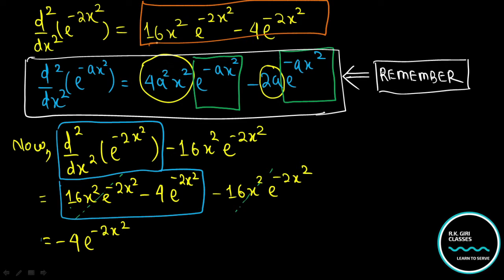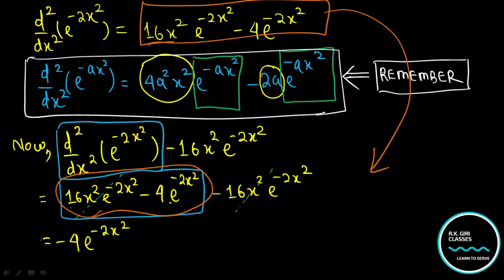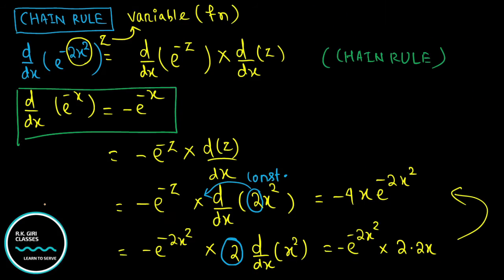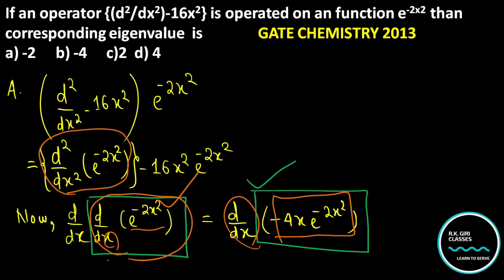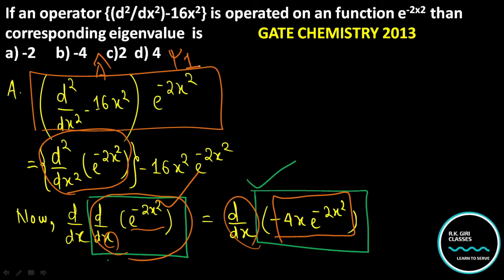And what was that answer? The answer was minus 16x square e to the power minus 2x square minus 4 e to the minus 2x square. The result was for d square by dx square of e to the minus 2x square, but we found out this value. But what was actually there in your question? The question was like this, this was your operator and it was operated on this function. So that means you opened it and you got the result.